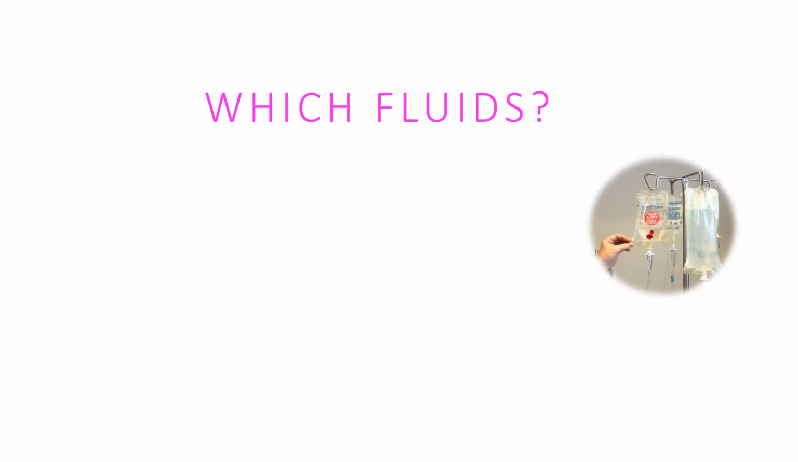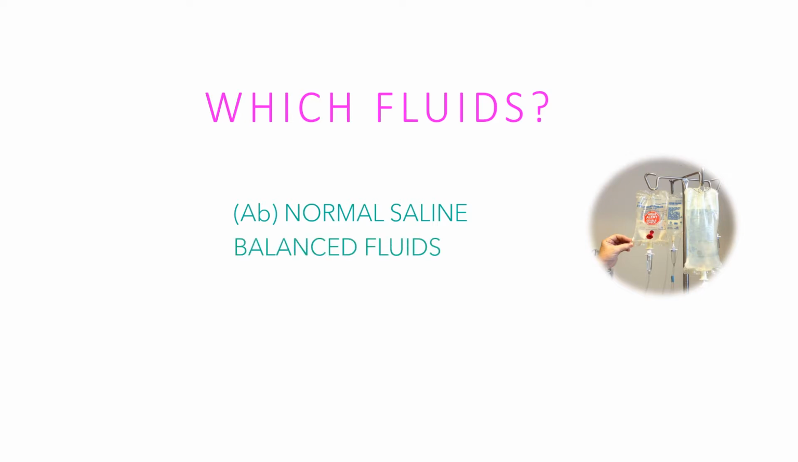Now, which fluids are to be used is a key question. We have so many fluids. We have normal saline, which is actually abnormal saline, and then we have balanced fluids. As we move forward, we shall try and understand what is normal and what is abnormal in saline. Saline was called normal because many years ago it was seen that when you put RBCs in saline, they don't hemolyze. So the solution was thought to be physiologically normal.